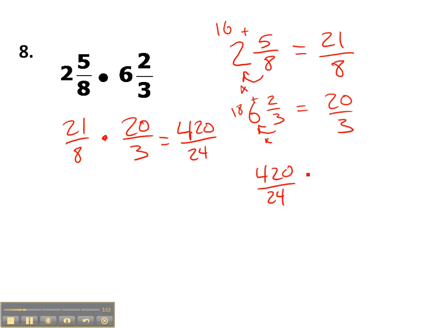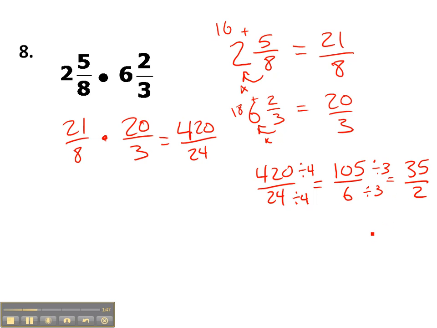I know for sure I can divide by 2. I have a common factor of 2. I think I see a common factor of 4 in there also, so let's start with divided by 4. I would get 420 divided by 4 is 105, and 24 divided by 4 is 6. Now if I add up 1 plus 0 plus 5, I get 6. So I know 105 is divisible by 3, and I know 6 is divisible by 3. So I can go one more step and divide by 3, and I get 35 over 2.